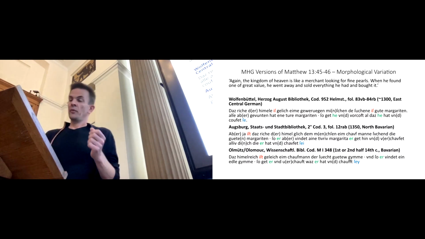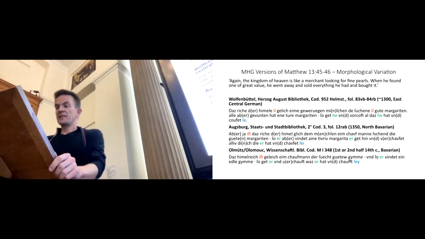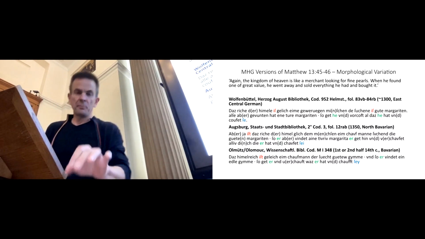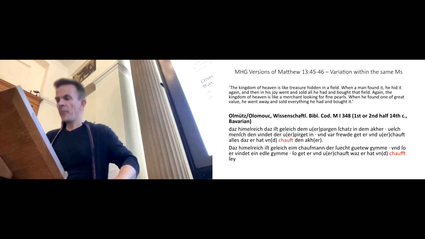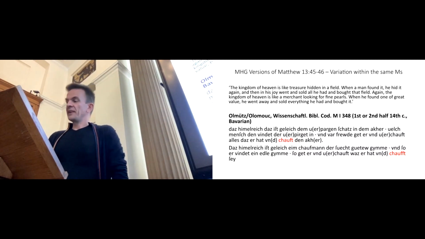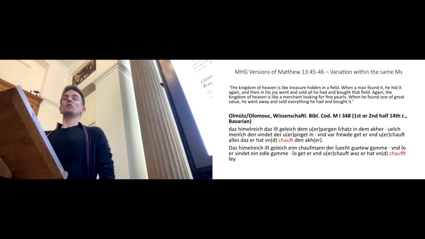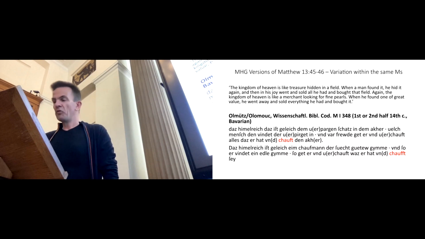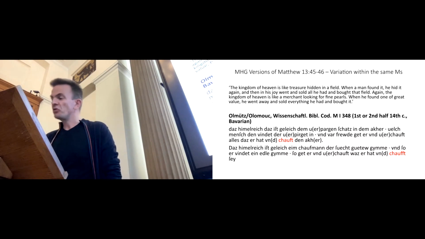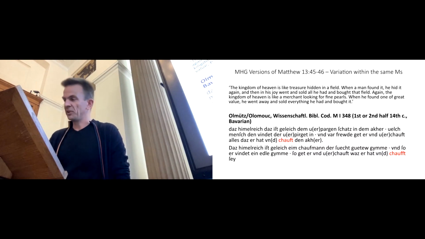manuscripts. We see variation of this kind between the different manuscripts and even within the same manuscript. Example. In the Olomouc pericopes, the third person plural present indicative of Middle High German kaufen, to buy, appears with one single F, kauft, in Matthew 13:45, but with double F, kauft, in Matthew 13:46.